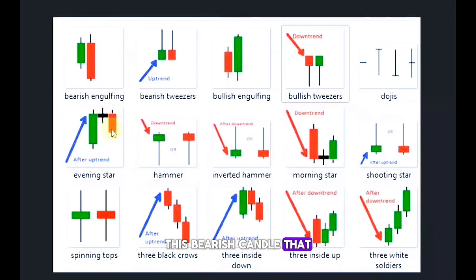This bearish candle that occurs like this is telling you that the buyers are becoming weak in the market and the sellers are about to take charge. Then you should be looking for a selling opportunity.